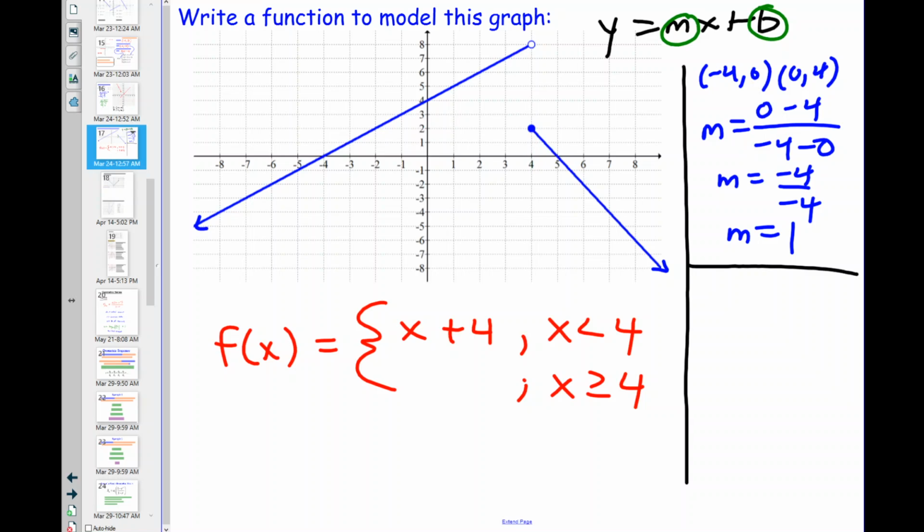But I'd be careful because sometimes it's not as easy as you might think. The better approach for me, I'm not scared of algebra, is to find 2 points. Look, the one they're giving me, I might as well use that one. So 4, 2. And then 5, 0.